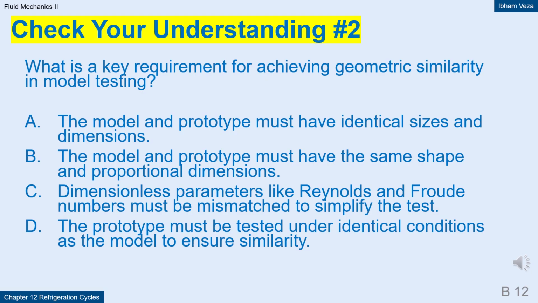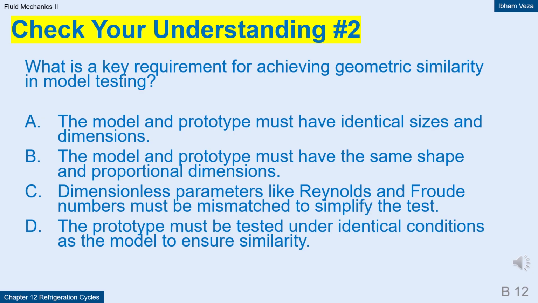Check your understanding number 2. What is a key requirement for achieving geometric similarity in model testing? B. The model and prototype must have the same shape and proportional dimensions.